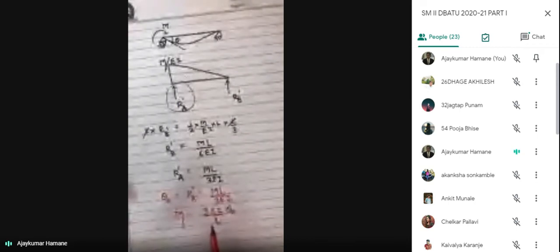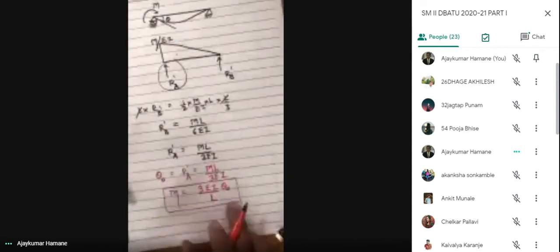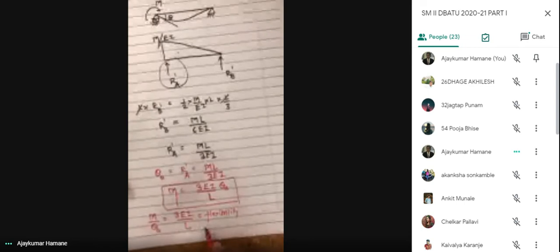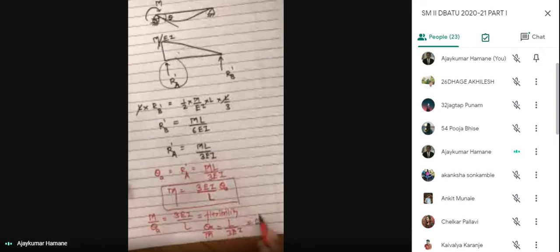Okay. Now the reaction will be, so the reaction will be what? From that relation, we can find out the stiffness and flexibility. That is, M upon theta A gives us 3EI by L. So here, force required per unit displacement. So here, a moment required per unit rotation gives us stiffness. Correct? And theta A upon M equals L upon 3EI, that gives us flexibility.